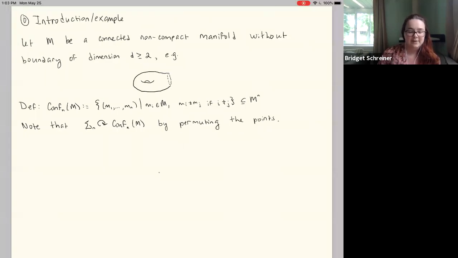We define configurations of n points in M to be the set of n-tuples of points that are all pairwise distinct. And these are ordered configurations, so they have labels from the set 1 through n. And note that we have an action of the symmetric group on this space just by permuting the labels of the points.